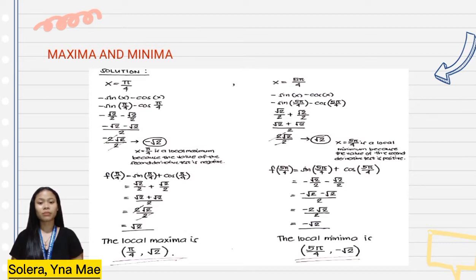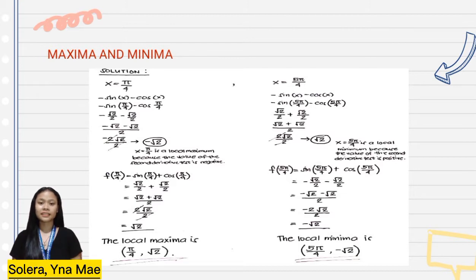Evaluate the second derivative at x equal to 5 pi over 4. So, negative sine 5 pi over 4 minus cosine 5 pi over 4 equals the square root of 2 over 2 plus the square root of 2 over 2, which equals 2 times the square root of 2 over 2, which equals the square root of 2. So, x equal to 5 pi over 4 is a local minimum because the value of the second derivative test is positive. Find the y value when x is 5 pi over 4.